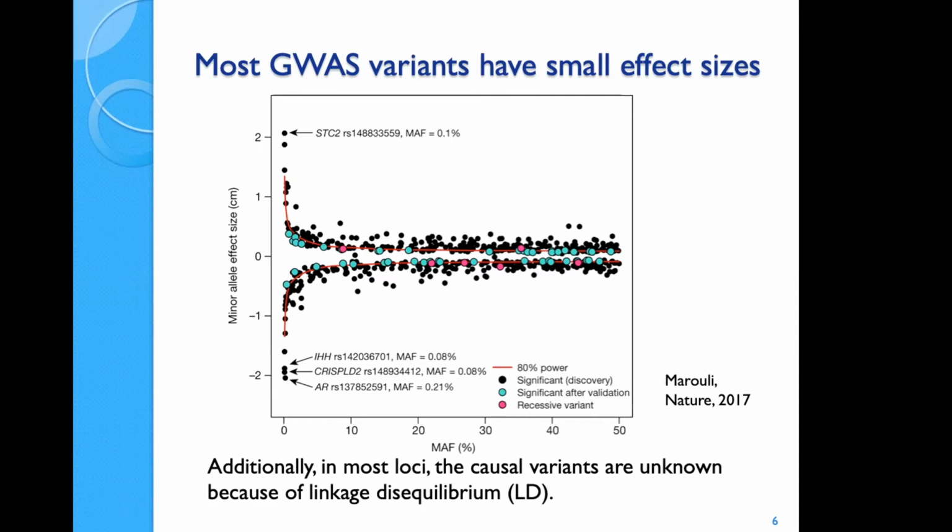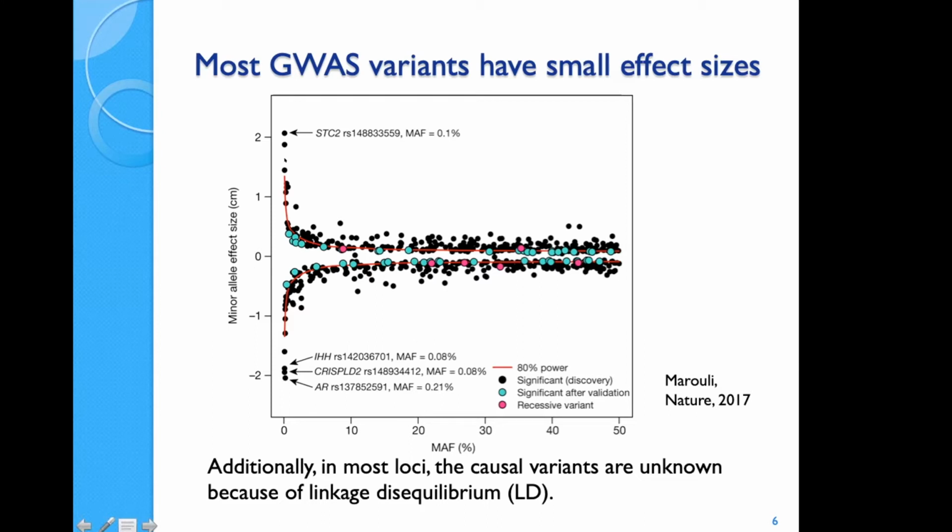For example, this slide shows the result of a GWAS of height. Each dot represents a SNP, the x-axis shows the minor allele frequency of the SNPs, and the y-axis shows their effect size on height, measured in terms of minor allele effect size. In other words, if you have this variant, what is the effect on the height of the person carrying that allele? It's measured in centimeters.